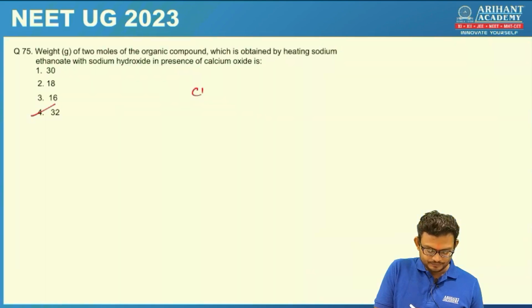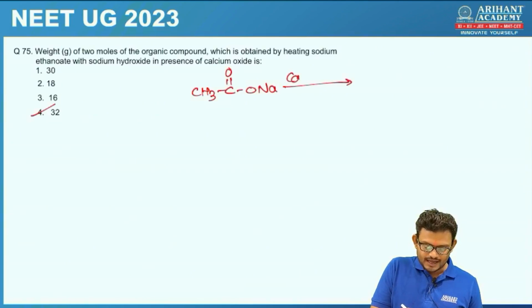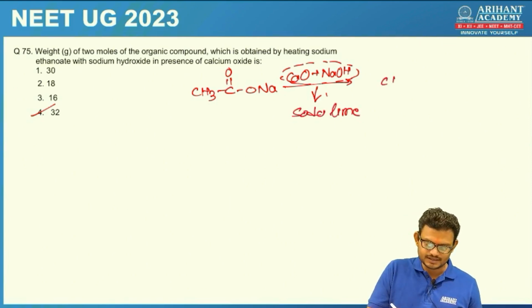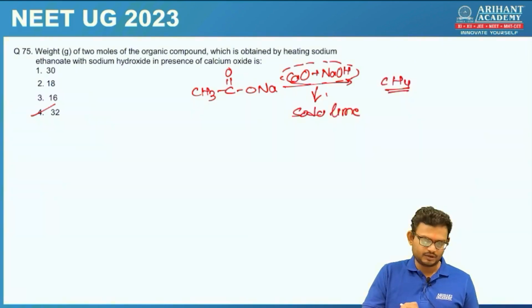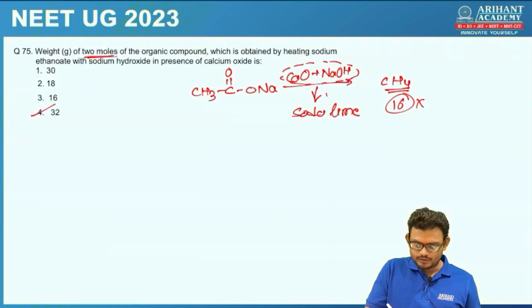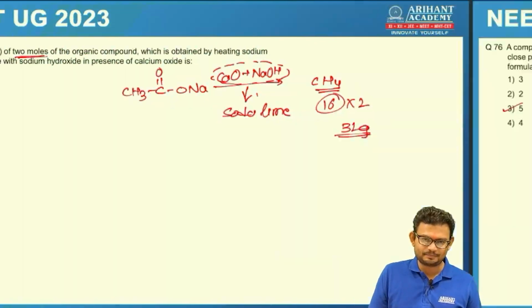Sodium ethanoate is CH3COONa, and it is heated with sodium hydroxide in the presence of calcium oxide. Calcium oxide with sodium hydroxide, we all know, is soda lime. So it is a decarboxylation reaction, a step-down type of reaction, which gives us methane as the product molecule. Now the molar mass of methane is 16, but they have asked us for 2 moles, so it would be 2 times, and the correct option here would be 32. Let's move to the next.